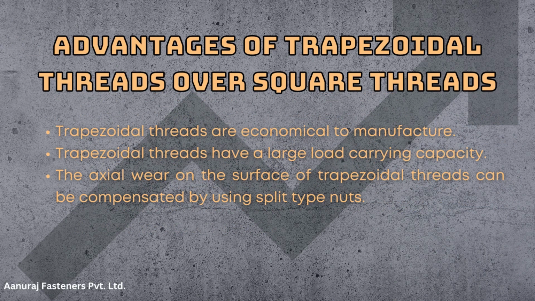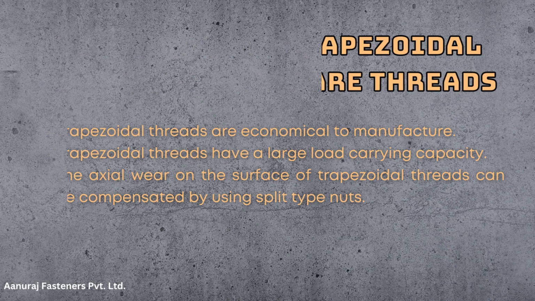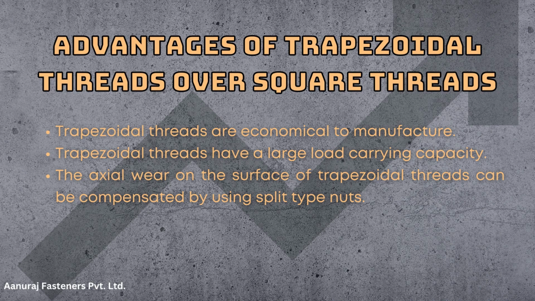Advantage of trapezoidal threads over square threads. Trapezoidal threads are economical to manufacture. Trapezoidal threads have a large load carrying capacity. The axial wear on the surface of trapezoidal threads can be compensated by using split-type nuts.